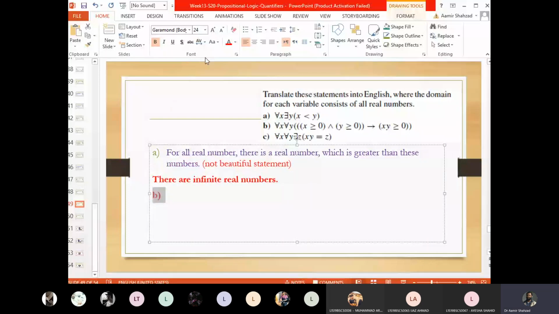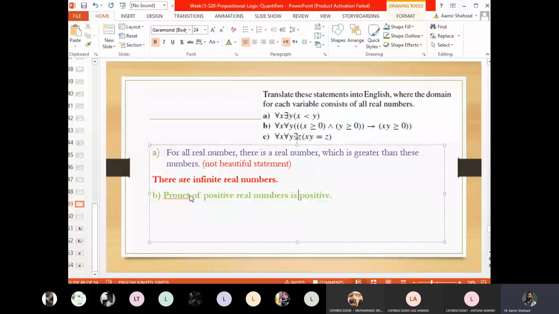So next statement says, for all x, for all y, तमाम real numbers के लिए, if x is positive and y is positive, so their product is positive. So this is simple. For all real numbers, the product of positive. Actually, we can write it on. For all हमें explicitly mention करने की ज़रूरत नहीं है. We can just say कि product of positive real numbers is positive.